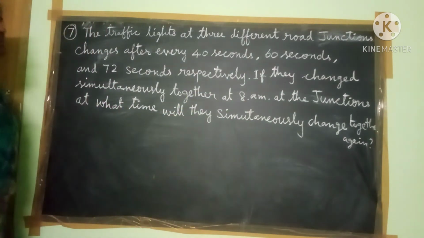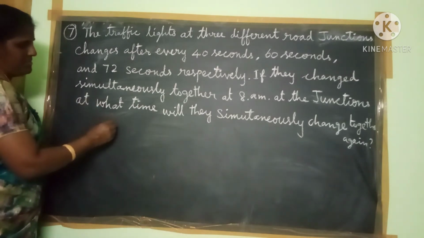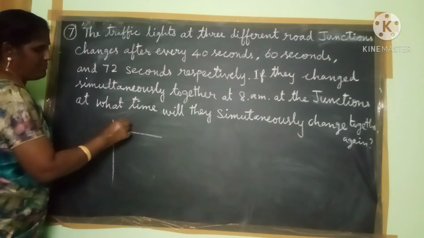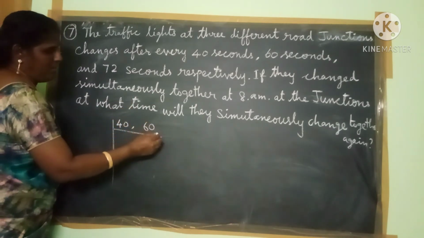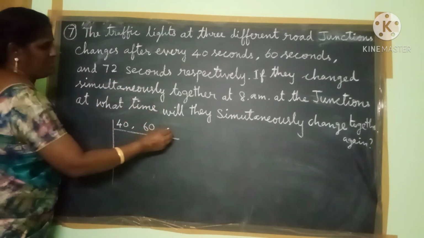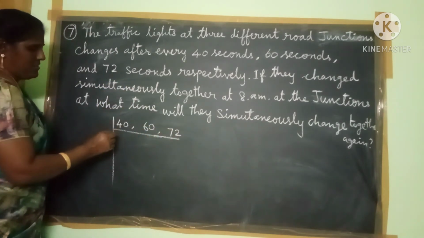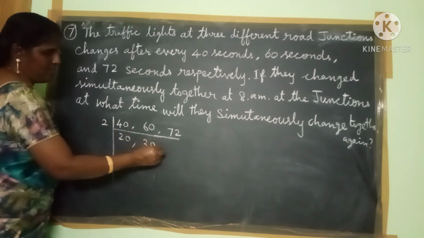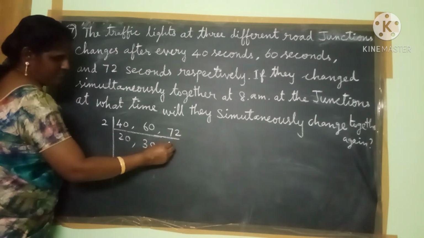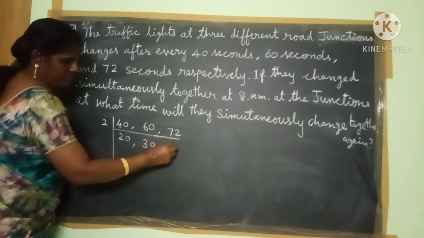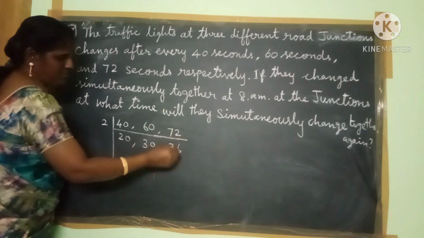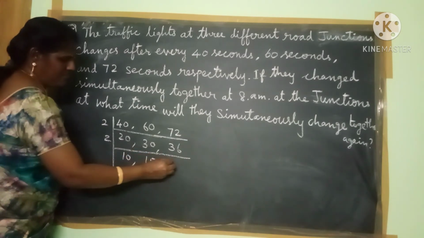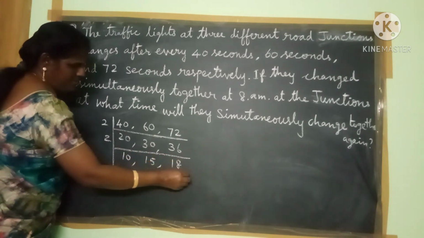How to find out the LCM of the numbers? The numbers given are 40, 60 and 72 seconds. So all the numbers can be divided by what table? 2 table: 20 times, 30 times and 36 times. 3 twos are 6, 6 twos are 12. Again 2 table: 10 times, 15 times, then 18 times.